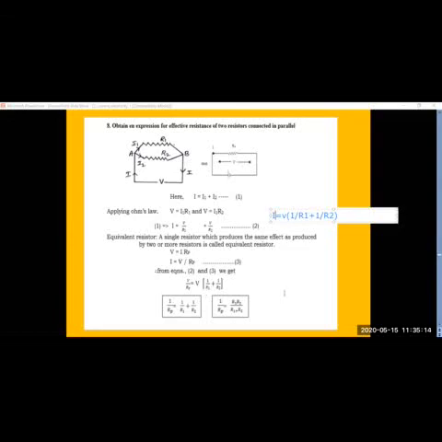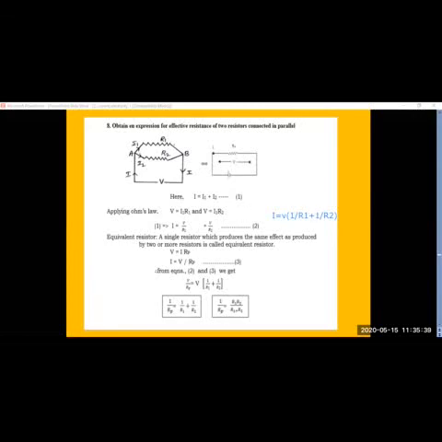So this is the effective resistance of the parallel combination. If you take LCM here, the denominator will become R1 and R2. After your denominator becomes R1, R2, the numerator will become R1 plus R2. So if you interchange this, you will get Rp equal to R1 R2 divided by R1 plus R2.